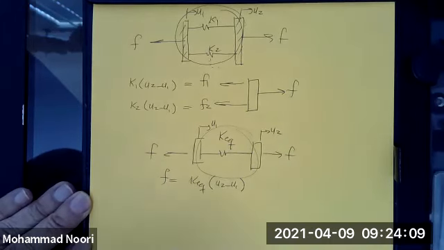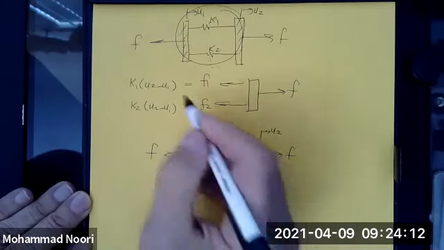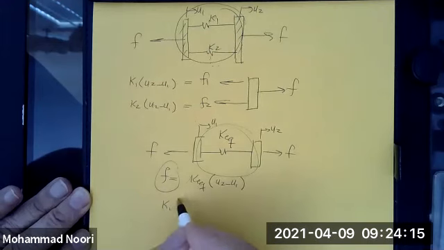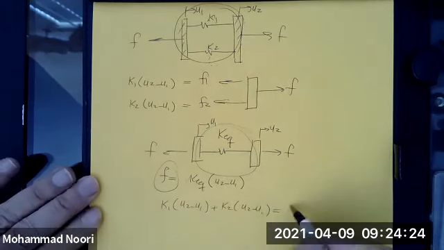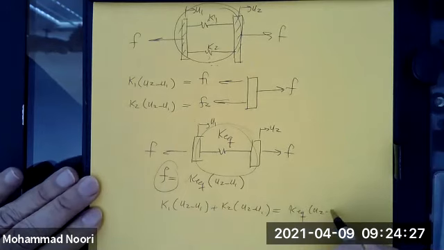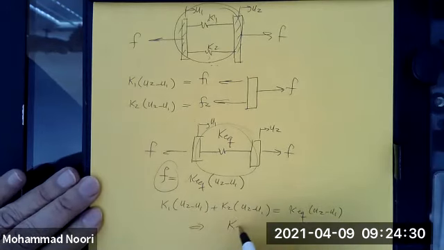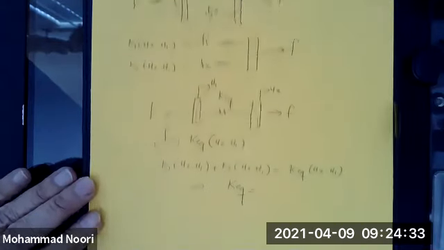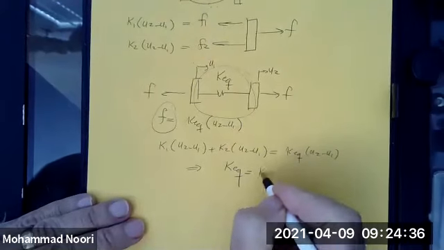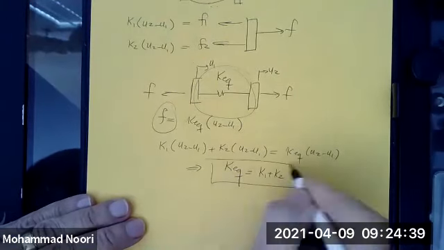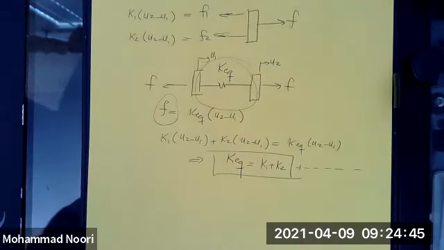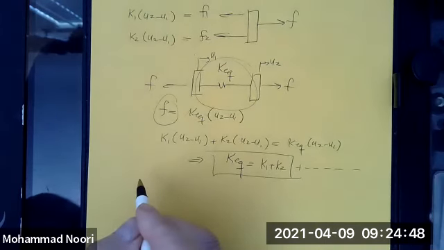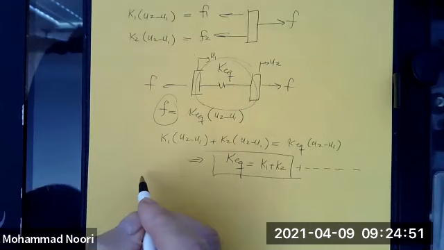Okay? So since F is F1 plus F2, you can simply write K1 times U2 minus U1 plus K2 times U2 minus U1 is equal to K equivalent times U2 minus U1. Therefore, in this case, the equivalent stiffness, in other words, a spring that can replace those two, would be the sum of the stiffness of these two. Or if you have more than two, of course, again, they're all in parallel, like that example that I showed you, then you can just add them up.